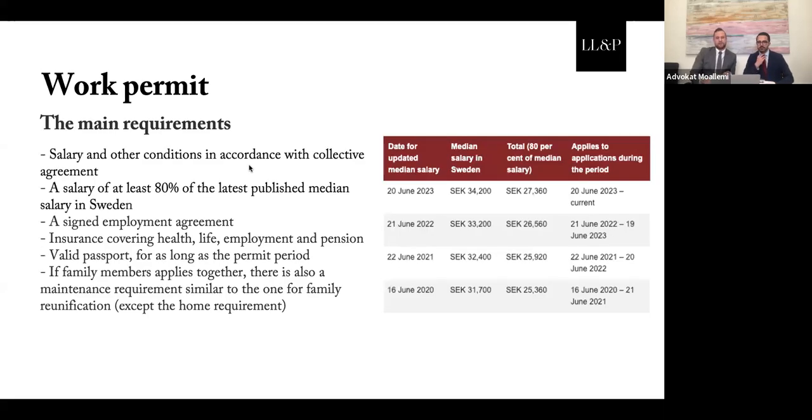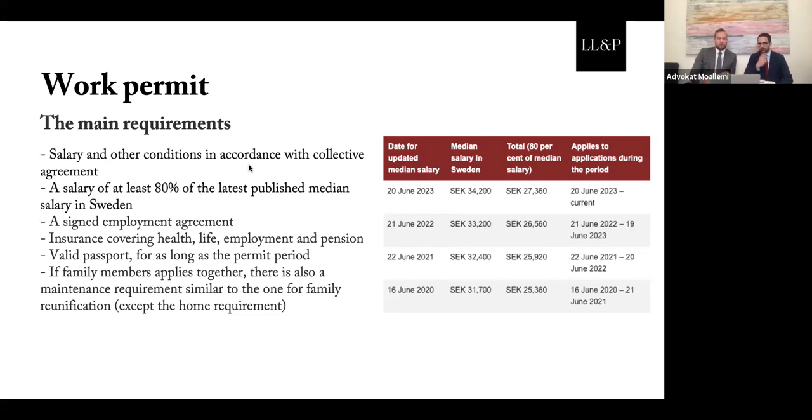And then we have the main requirements. And I just want to, before going into this, say that there are many requirements and many things that both the applicant and the employer need to do when it comes to a work permit. But these are the most important ones that you need to be sure of when you apply for a work permit.